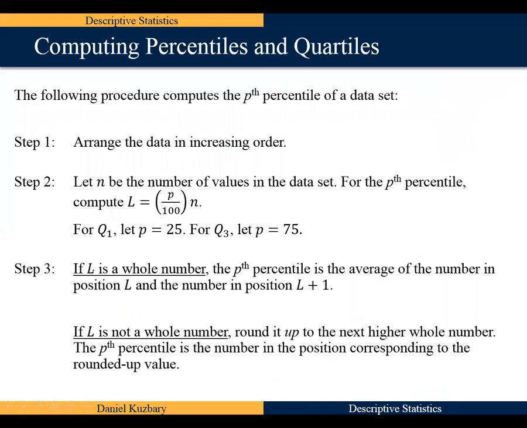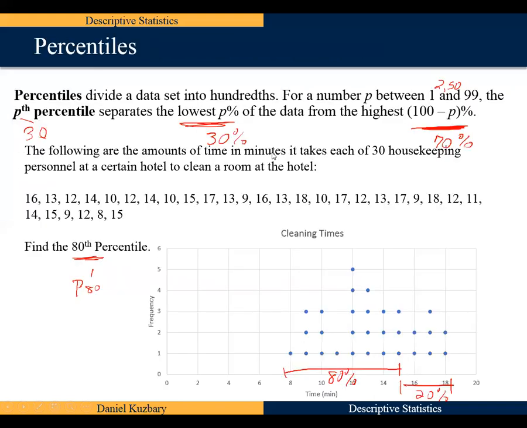So here are the steps to finding percentiles. And you also use this to find quartiles, which we'll talk about later. So I'm going to ignore that for just a second. So to find the pth percentile, we're going to first arrange the data in order, which I kind of did when I made this dot plot. So I have the 8s, there's 9s and 10s and so on.